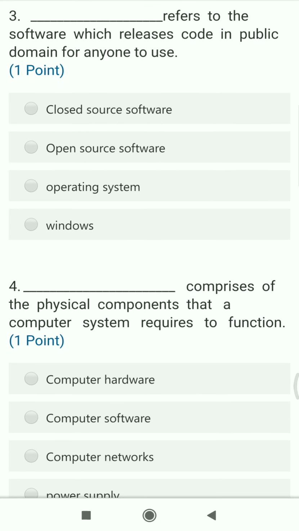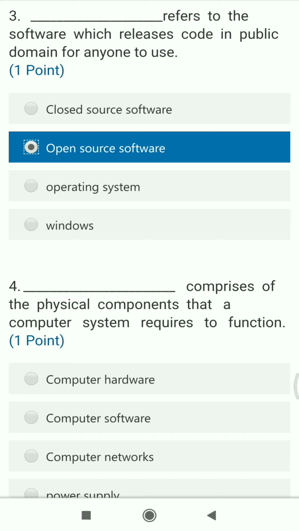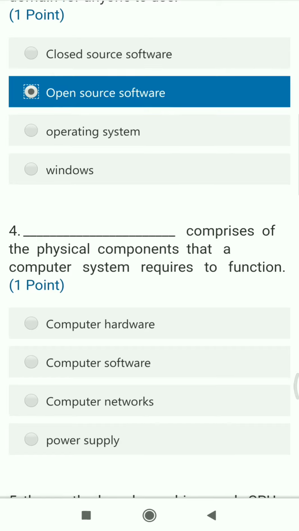Next question: dash refers to the software which releases code in the public domain for anyone to use. The options are closed source software, open source software, operating system and Windows. The right answer is open source software because the code is publicly available to all of you. Anyone can copy the code, modify it, send it to others and distribute it. Anything can be done and modified in the case of open source software.